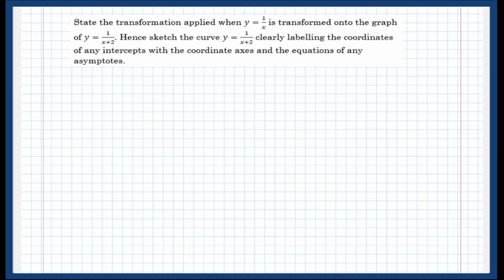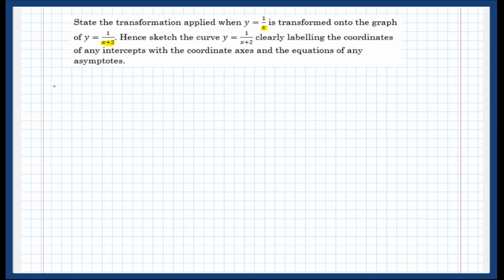So let's start by trying to word the transformation as requested. So we can see that the bit that's changed is the denominator. Now it's not as if we've added a plus 2 on the outside. If it was an outside transformation, it would look like 1 over x, then with just a plus 2 added on. That plus 2 has been done on the inside of the function. We've replaced x with x plus 2 on the inside of the function.